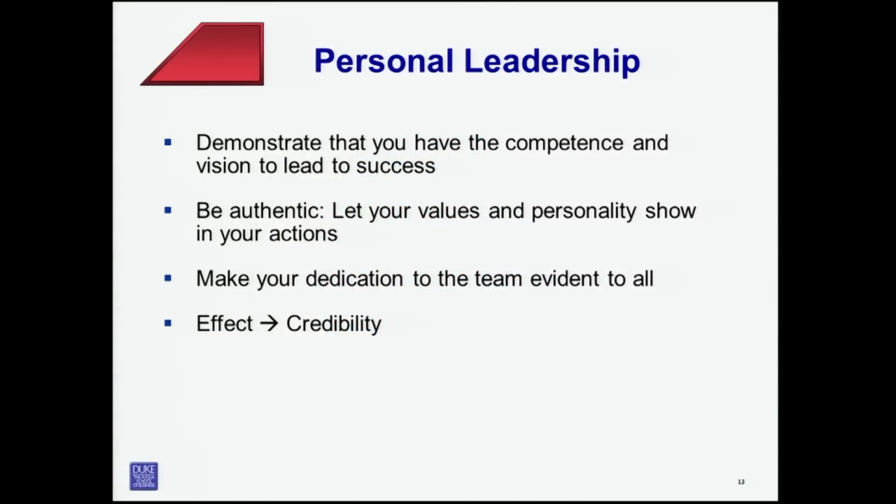The second piece is giving them a sense of who you are as a person. This does not mean they need to become your best friend. They don't want to know all the intimate details of your life, but they have to have a sense that you are a real person, that you're not just an automaton. For some people this is natural, for others this makes them very uncomfortable.